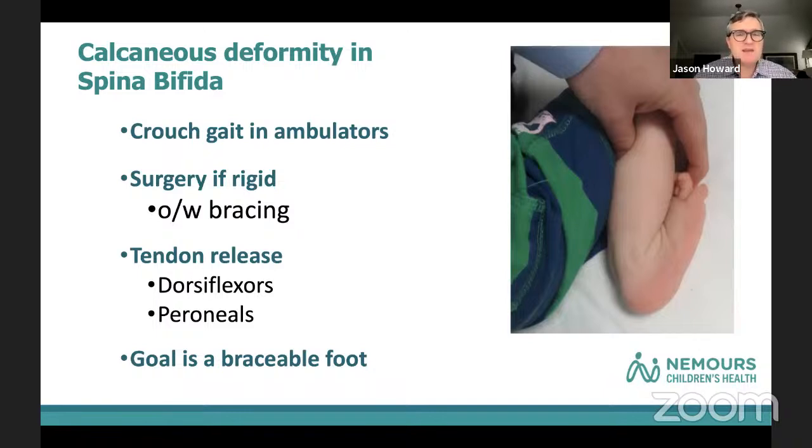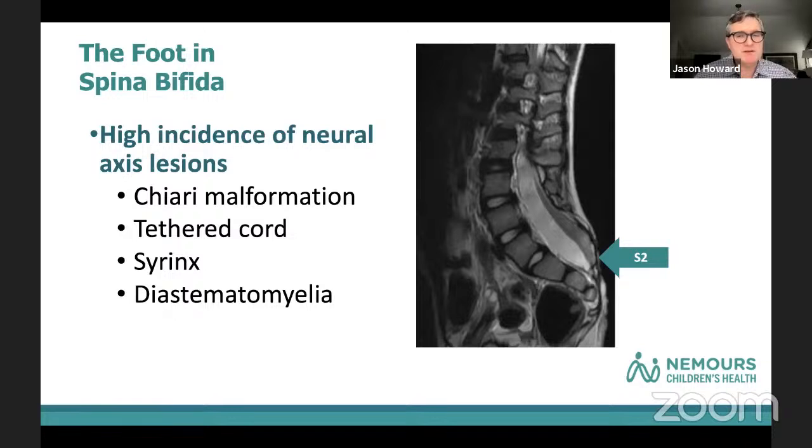Calcaneus deformity is a tough deformity to treat. Often causes heel pressure sores. You get very significant contractures of the dorsiflexors and peroneals, and you often need to release those. And again, your goal is a braceable foot.